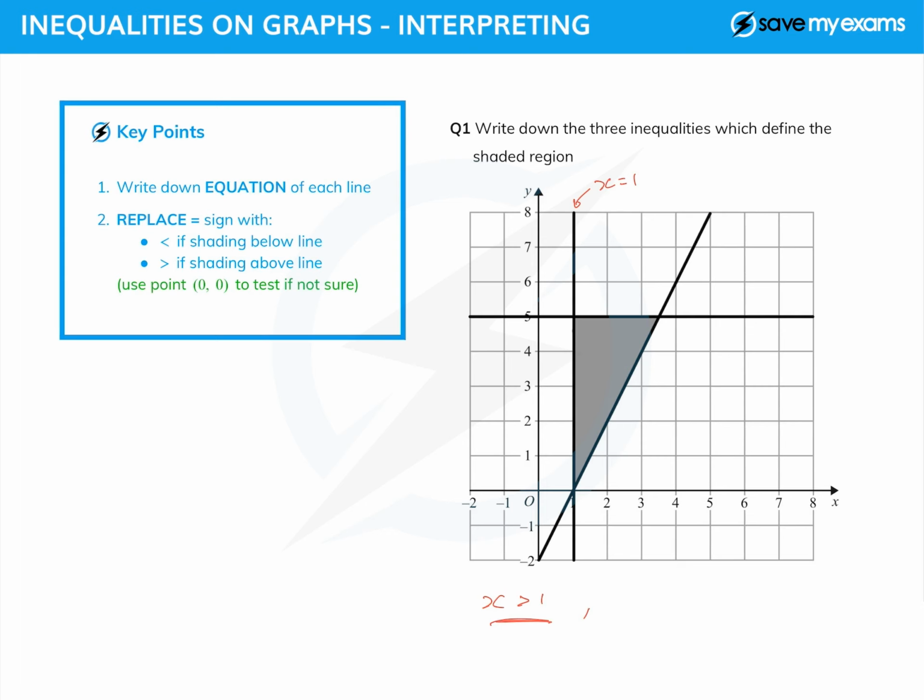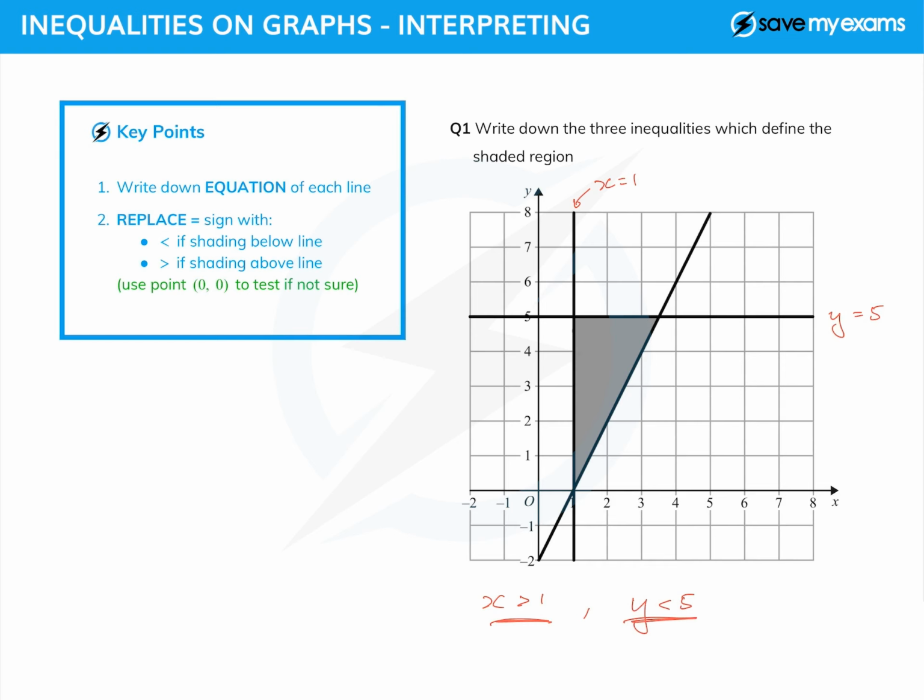Okay, now what about this horizontal line here? Well, horizontal lines have the equation y equals, and this one goes through 5, so that's y equals 5. And this time we're below the line y equals 5, and so it's going to be y less than 5. Okay, so far so easy.